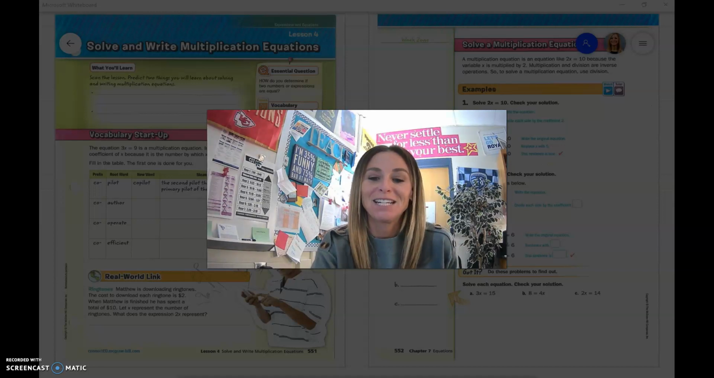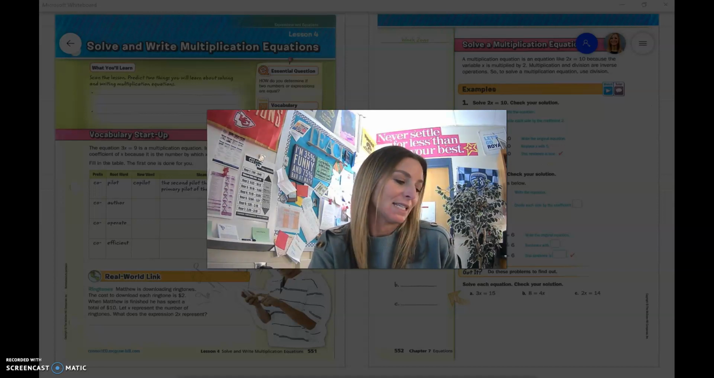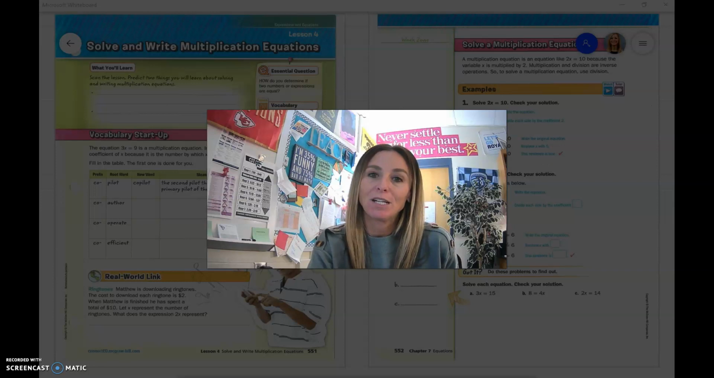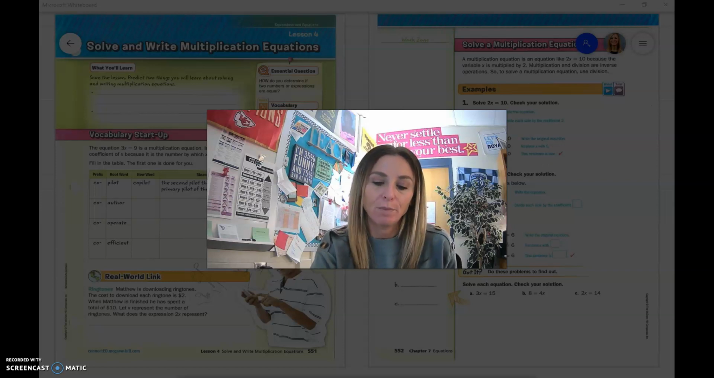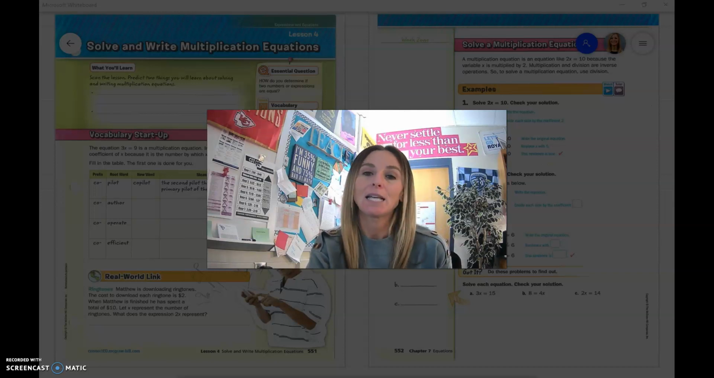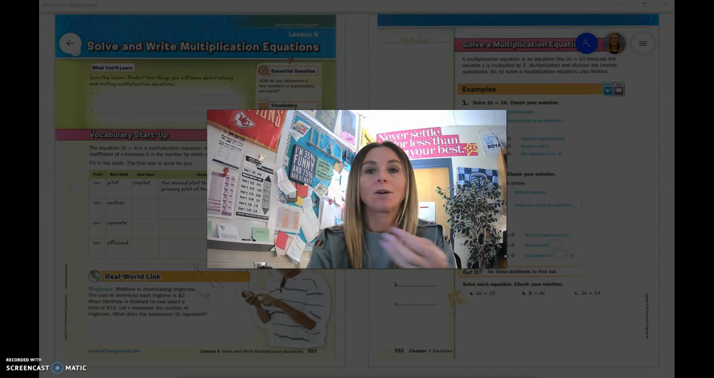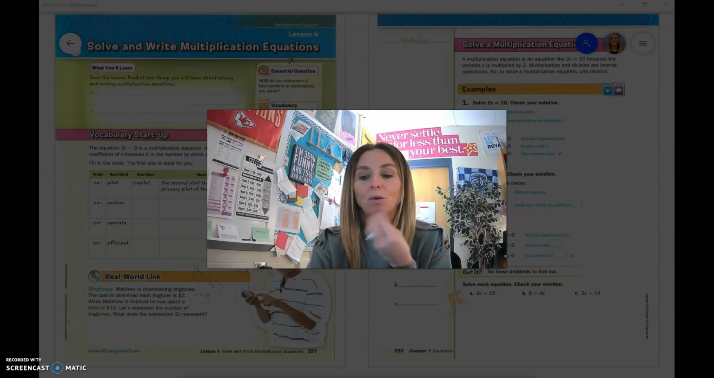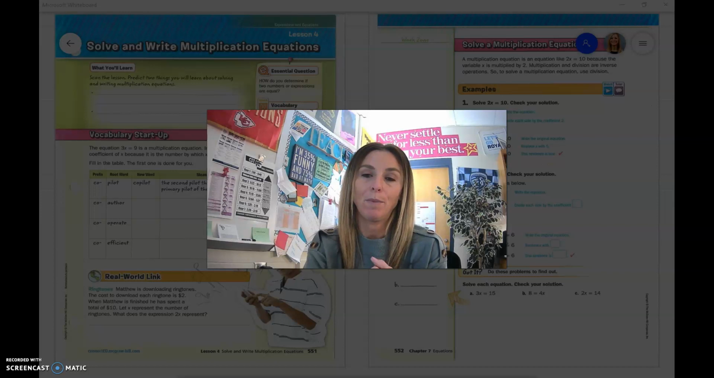Alrighty, mathematicians, here we are. We are going to be looking at solving and writing multiplication equations. So you need to go ahead and get your book open to page 552, which is where we're going to begin today, because this is basically the exact same thing that we've been doing, although we're going to be learning how to multiply to get that variable by itself.